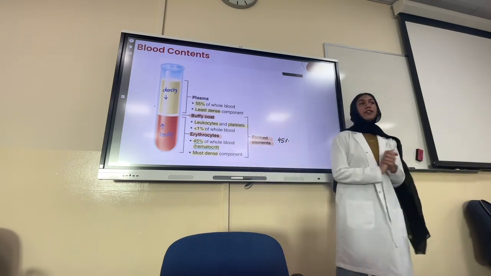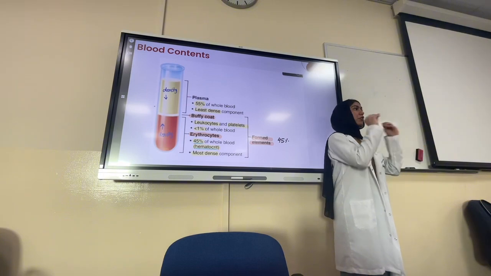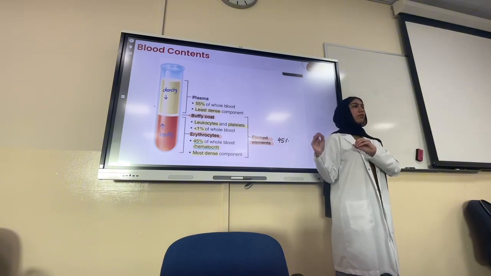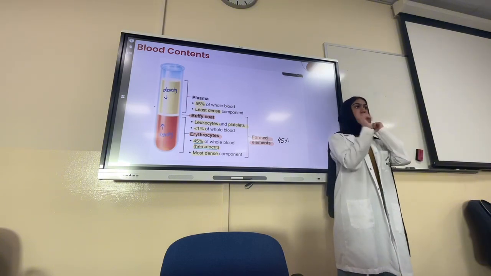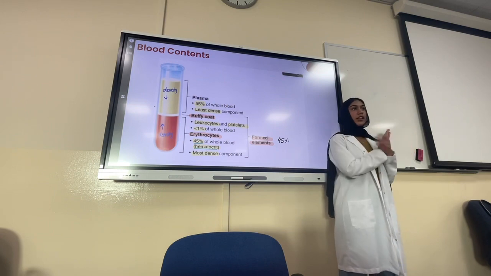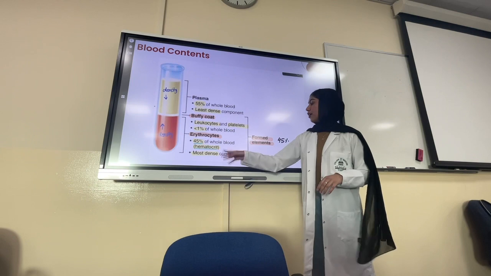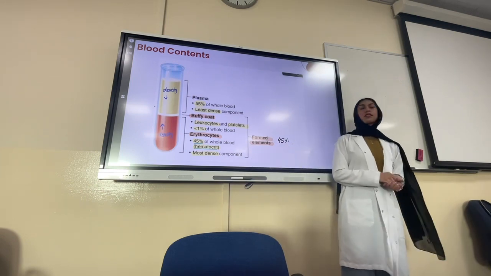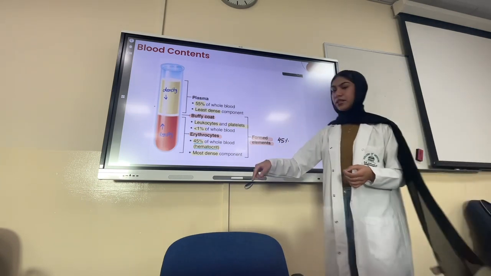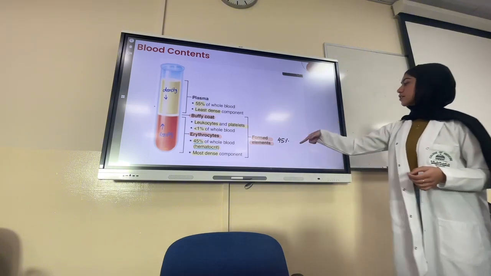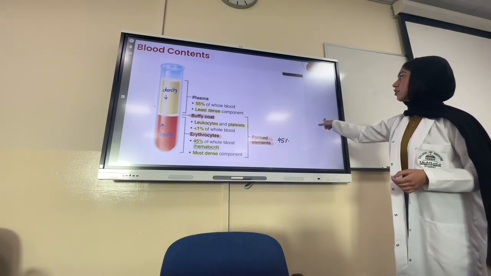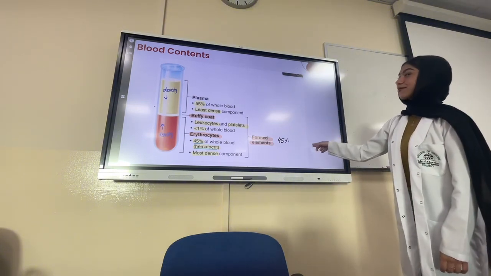Now, the percentage of erythrocytes in the blood is called hematocrit. Remember this, okay? Hematocrit is important. Like 80%, they're going to test you on hematocrit, okay? And it's the most dense component. Now this is formed elements. 45% of it all is the formed elements.